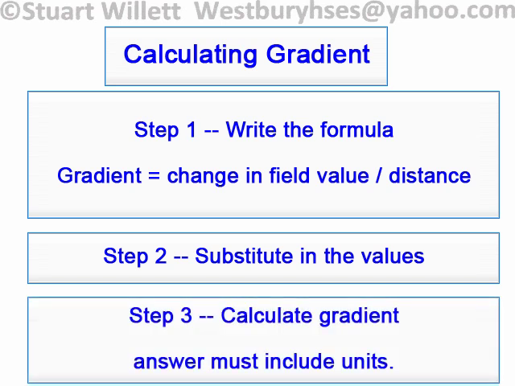Step 3. Calculate the gradient. It's a simple division problem. Change in field value divided by distance, and to get the change in field value you have to subtract the smaller value from the larger value. So a simple subtraction and then division problem. Finally, the answer must include units.